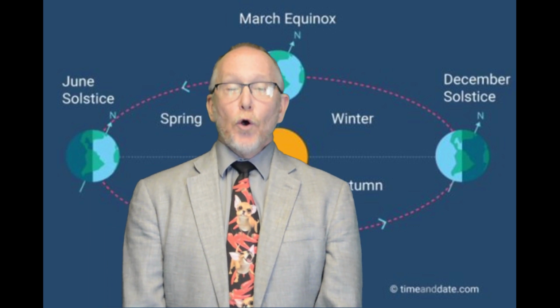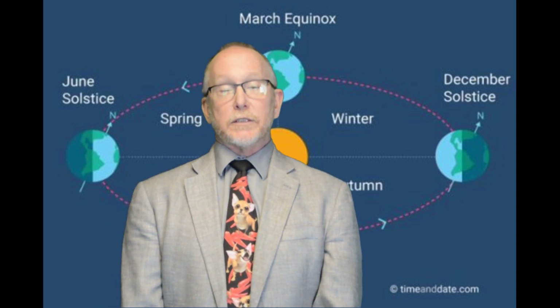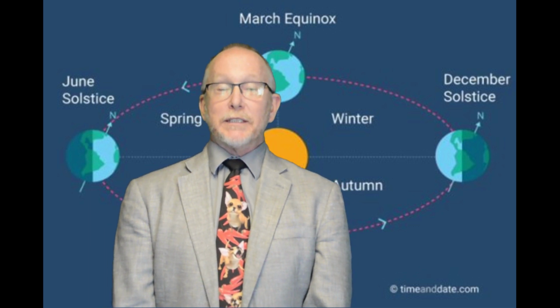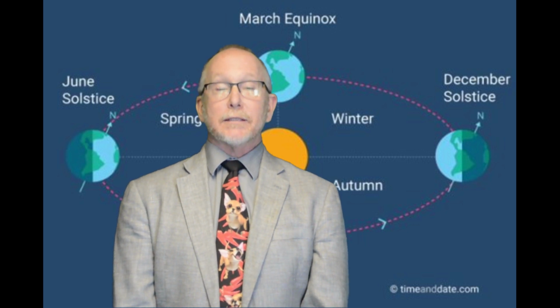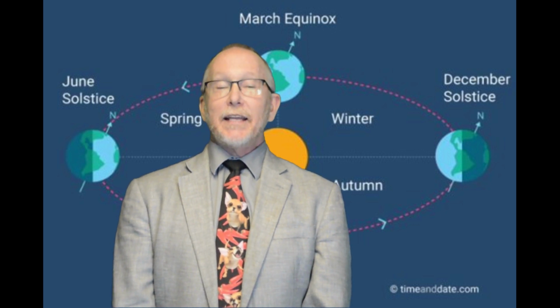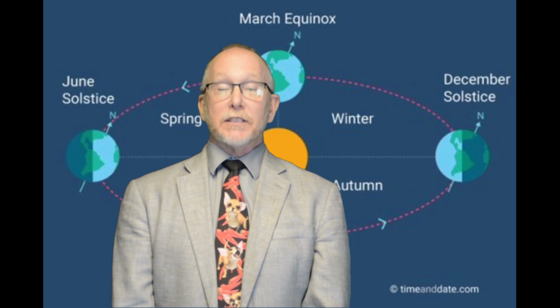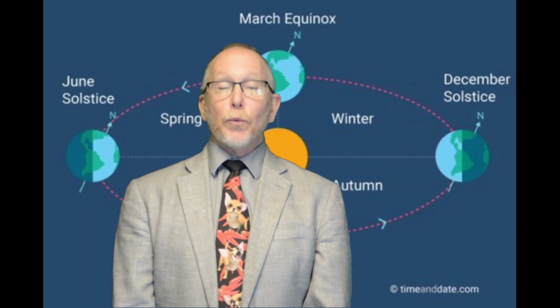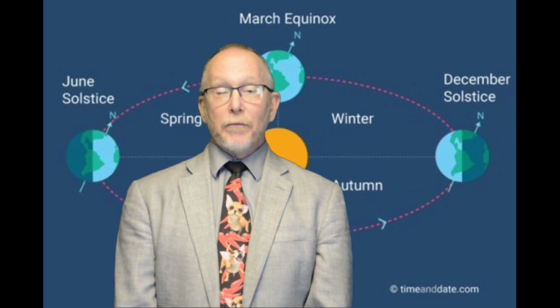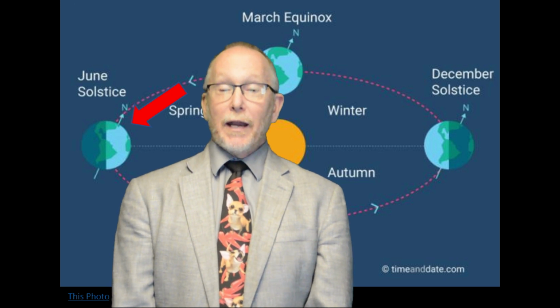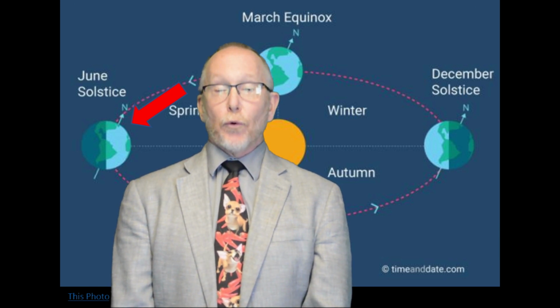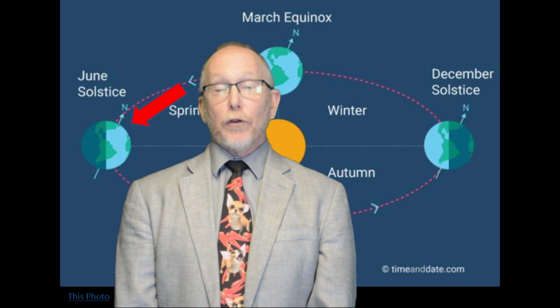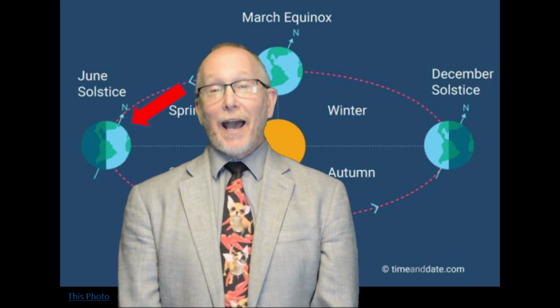During the summer, we are tilted towards the sun, so we receive more direct sunlight, and the days are longer because of this direct sunlight, so we have warmer weather. You can see the red arrow is pointing to the northern hemisphere, and the earth is tilted on its axis.